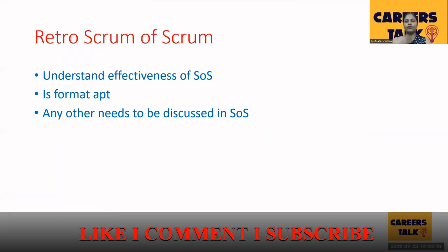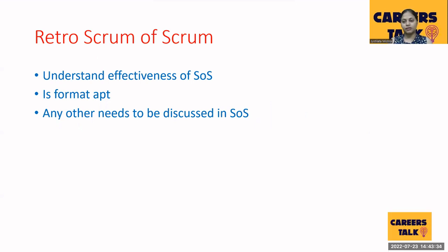Now, we want to ensure that the meetings, because you are having a rep from multiple teams coming together and discussing, you have to make sure that the meeting is as effective as possible. We are able to focus on the important things and reduce the noise which gets caused in this meeting and not deviate from the agenda. So it's good to have retros for Scrum of Scrums and understand from the stakeholders if the current format is effective, or if they need any change, etc.